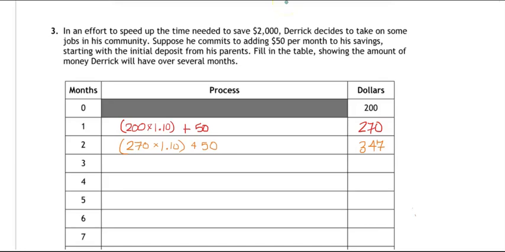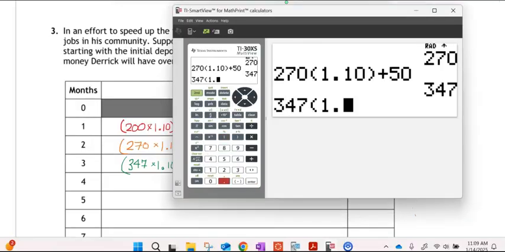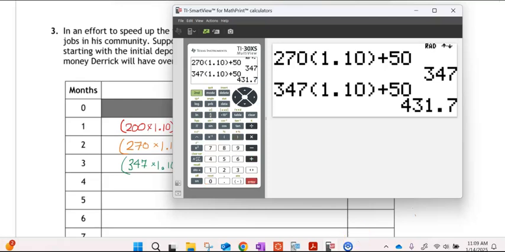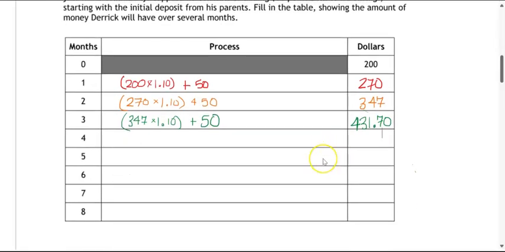Month 3, I'm going to take the previous month, that 347. So we've got that 347, and his parents said, hey, we're going to give you 10% interest on that $347 that you have saved. And then he's going to add $50 to it. So we're going to do that. $347 times 1.10 plus 50. And that's going to get me 431.70. And we would keep doing this all the way down.